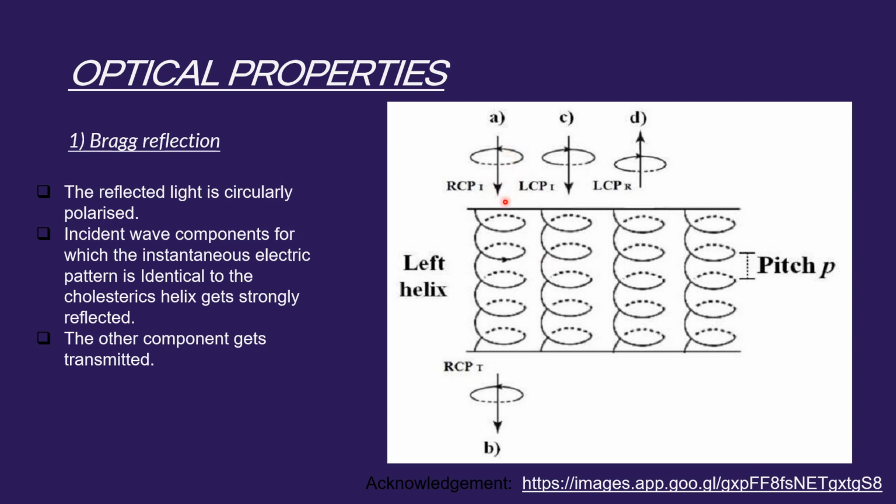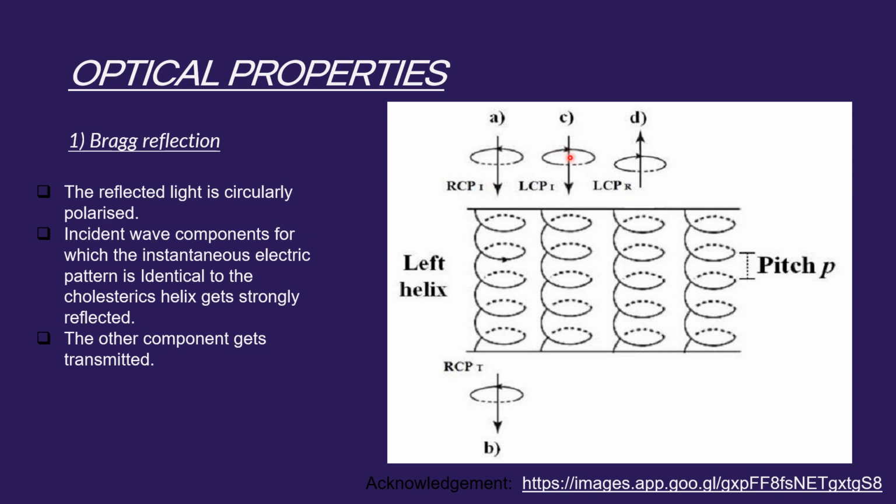And let us consider cases where we observe incidence of two different light patterns. One is the right circular pattern and another one, as you observe here, is the left circular pattern incident light. The first thing to be noted is that the reflected light is always circularly polarized. As you see here, we have two patterns of light incident on the planar texture. It was found that the incident wave components for which the instantaneous electric pattern is identical to the cholesteric helix get strongly reflected.